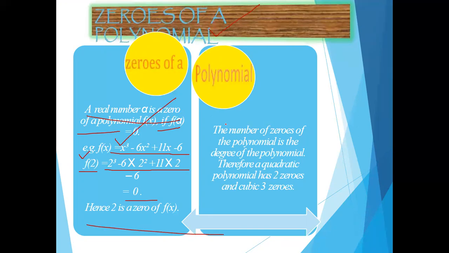The number of zeros of a polynomial is the degree of the polynomial. Therefore, a quadratic polynomial has 2 zeros and a cubic has 3 zeros. You know that very well.